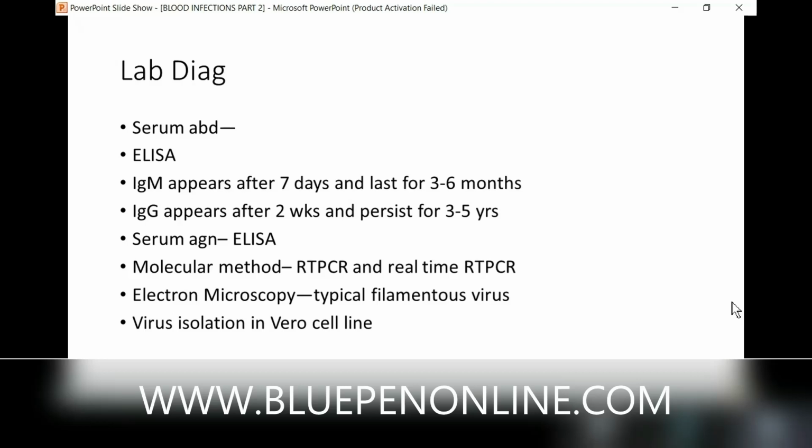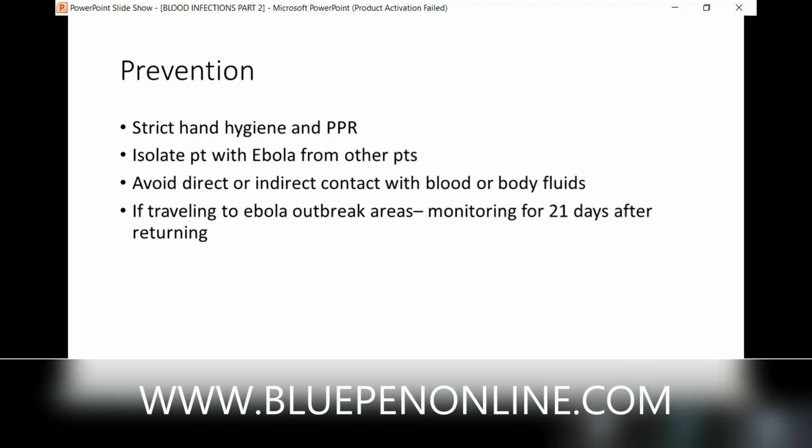Then IgM appears as soon as after 7 days. It lasts for about 3 to 6 months. IgG appears after 2 weeks and persists for about 3 to 5 years. Then serum antigen test, ELISA is done. Molecular methods: RT-PCR, real-time RT-PCR, and electron microscopy, where you see the typical filamentous virus. Virus isolation is done from the growth on the Vero cell line.